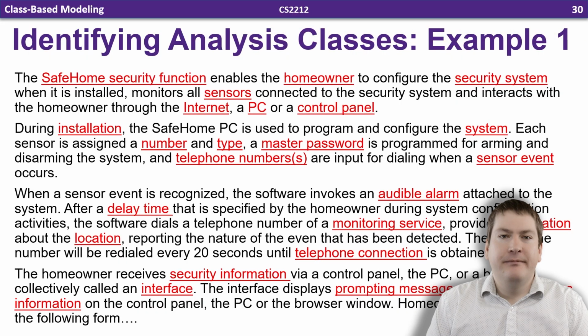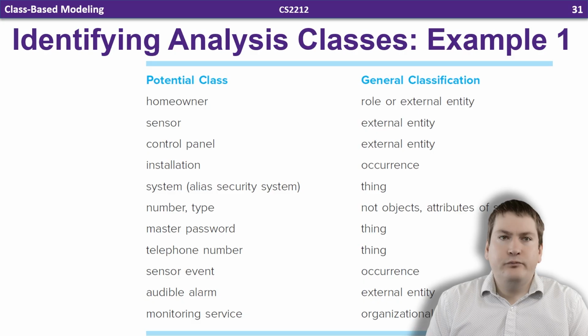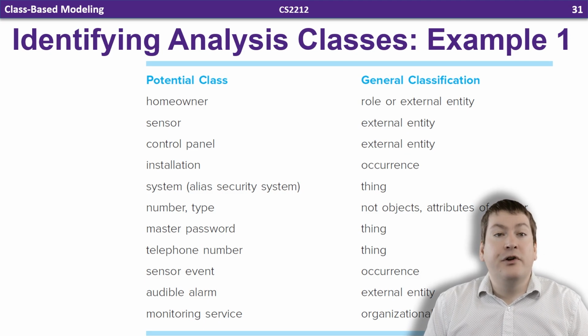And we're back. You can now see all of the nouns or noun phrases highlighted. Note that if we highlight a word like homeowner once, we don't need to do it again the next time we see it. Each of these words could be a potential analysis class. The next step is to make a table of the potential classes and categorize them using the categories we saw previously. In some cases, a class might fall under two or more categories. For example, homeowner would be classified as both a role and an external entity.